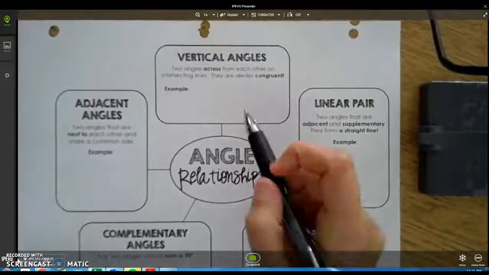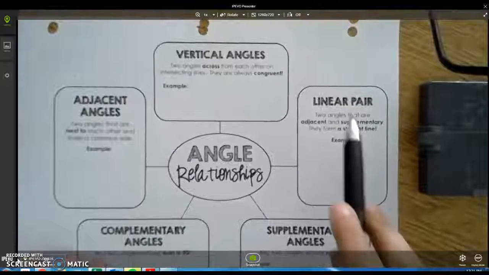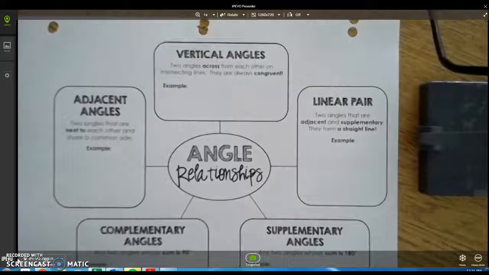Okay, so we're going to go over vertical angles, adjacent angles, complementary angles, supplementary angles, and linear pairs. These are all just rules that deal with angles and are going to help you know these two angles add to this, these two angles add to that, whatever.